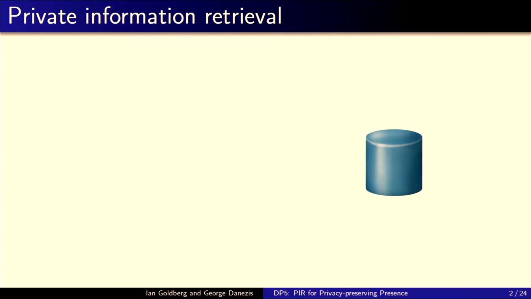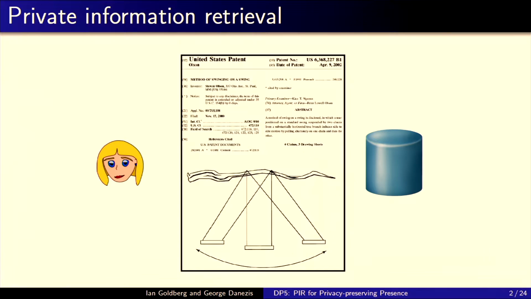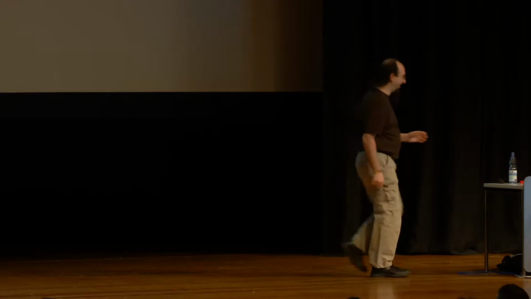Here's Alice. Alice is a researcher, and Alice wants to look up patent 6368227, method of swinging on a swing. This is a real patent. It covers pulling the chains of a swing sideways so you swing left to right instead of forward and backward. It has since been revoked on the grounds of stupidity, but it was issued.